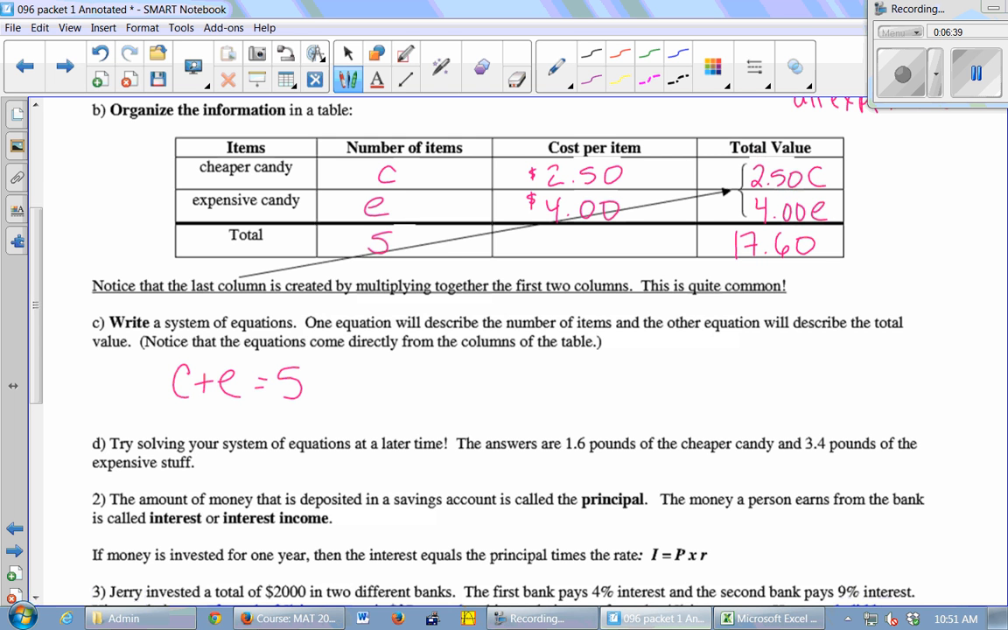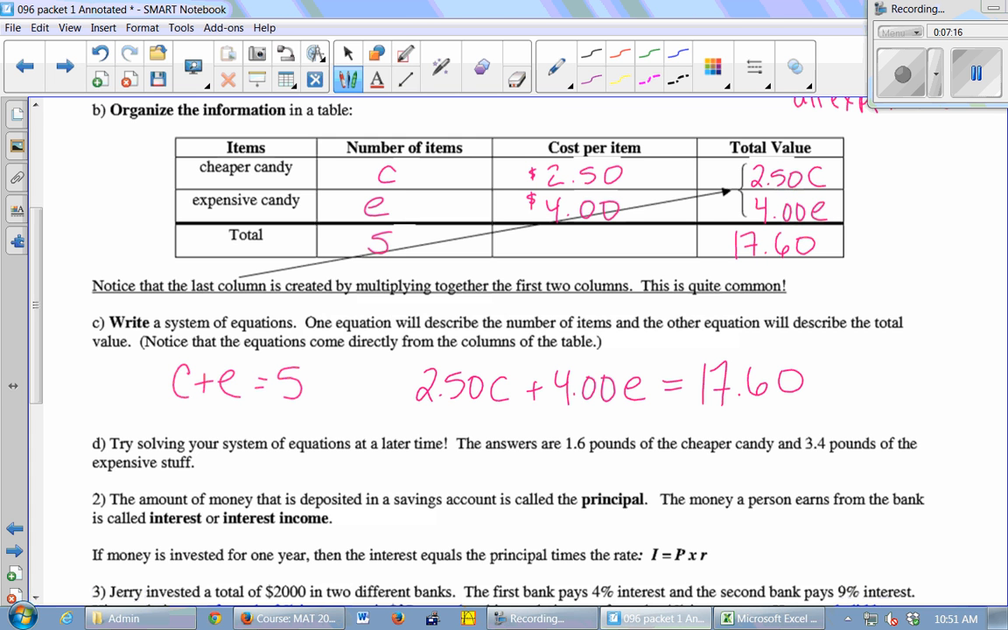Great, thank you. The total value, the amount of money that the cheaper candy is worth, plus the amount of money the expensive candy is worth, is supposed to add up to $17.60. Would it come out to less than or equal to 1760? Or it's going to come out exactly 1760? My goal is to come out to exactly 1760. I want to choose a value of C and a value of E. How many pounds of cheap and how many pounds of expensive candy will it take so that I can add them up to 5 pounds and that the total value will be $17.60.